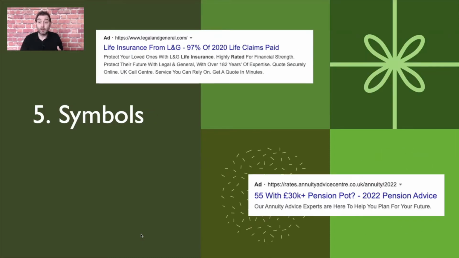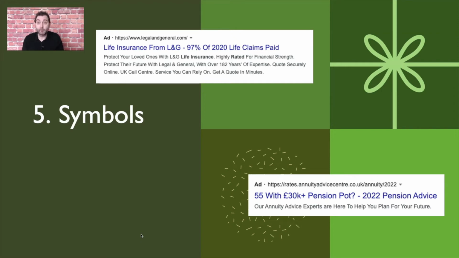In the same way, using symbols in your ads, like percentage signs or pound signs or pluses and things like that, can help make your ad catch people's eye a bit more when we're scanning through all the ads on the page. And you can see examples here where that's been done. You know, 97% of claims paid, 30k plus, with the pound sign and the plus in those life insurance and pension ads there.